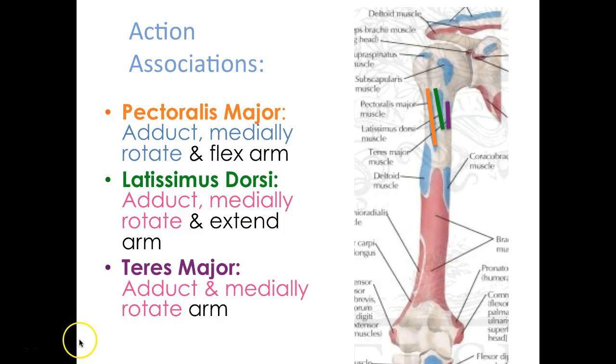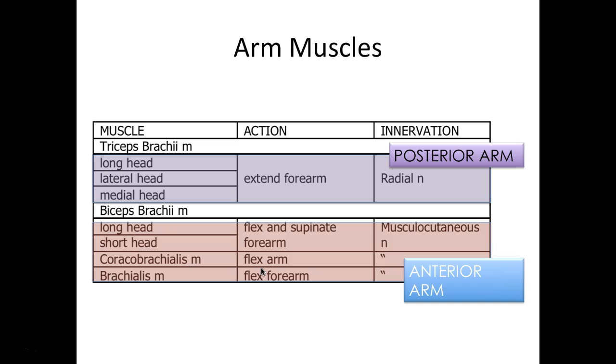So they are all going to adduct and medially rotate. They're all doing those same functions because they are inserting at similar places. The only difference is pectoralis major is anterior, so that is also going to flex the arm. Latissimus dorsi is posterior, so that is going to extend the arm. And teres major is just a small muscle, so it has no additional action.